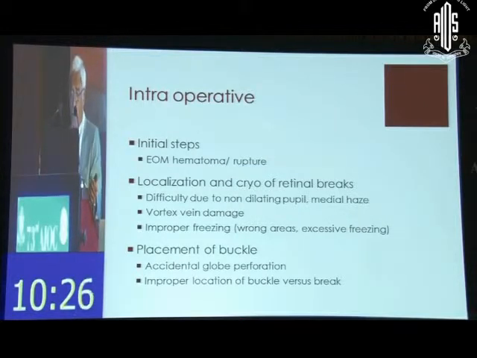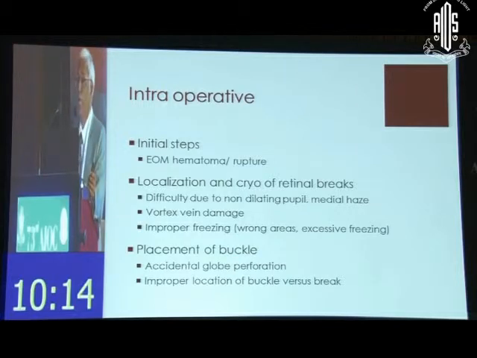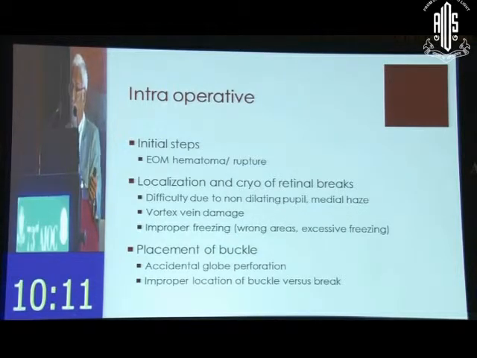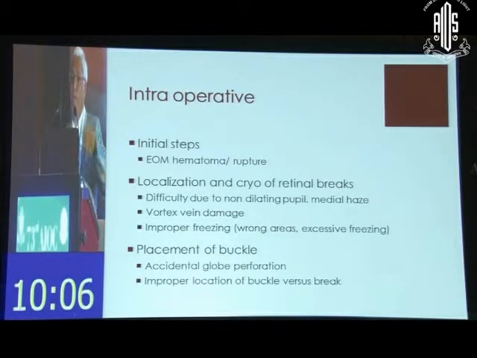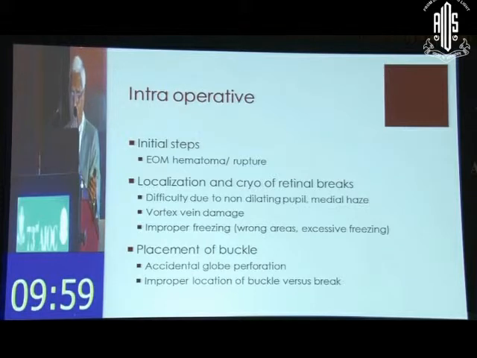There could be problems with the localization and cryopexy of the retinal breaks because of non-dilating pupil, media haze. You may damage the vortex vein in the process of trying to get at a very posterior break. An improper freezing or wrong areas being frozen because you don't know where you're indenting. You're indenting at the wrong point, or you're looking at a point where you're not indenting. Okay, that is shaft versus tip indentation problem. And again, buckle placement, you can accidentally perforate the globe, and the buckle versus break relationship may not be appropriate. The break may not be in the center of the buckle.